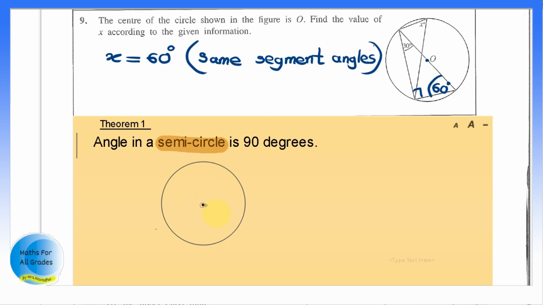Let's say this is the center. Now I am going to draw a line that passes through the center. You know what this line is called? Yes, it's the diameter. So any angle that comes off the diameter is equal to 90 degrees. So this angle is 90 degrees. This theorem only works for semicircles, so remember this line should be a diameter.